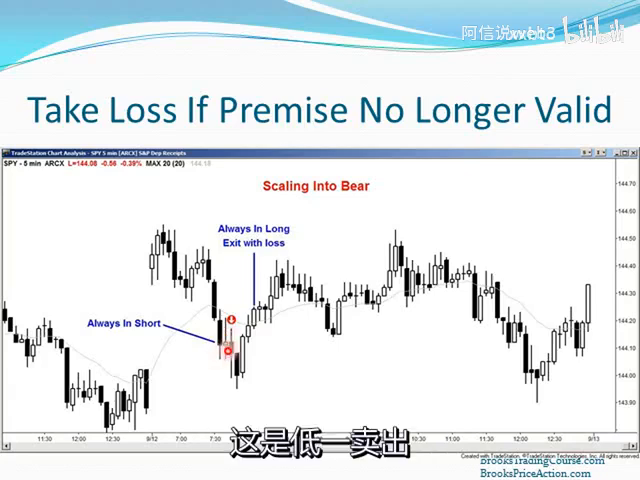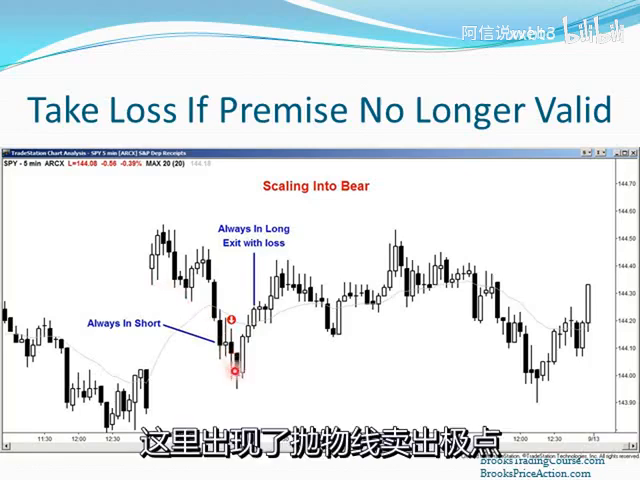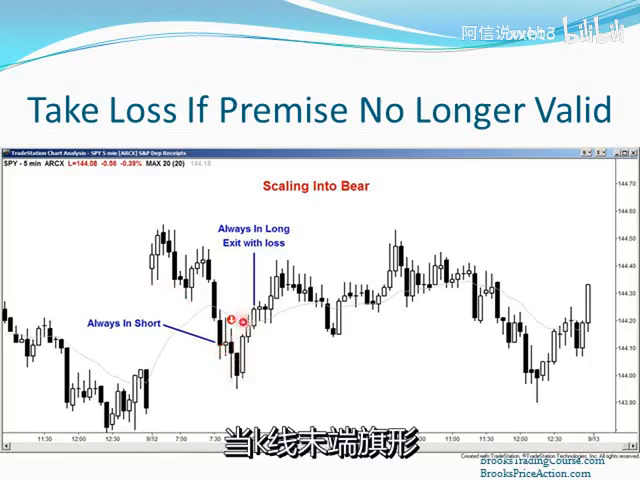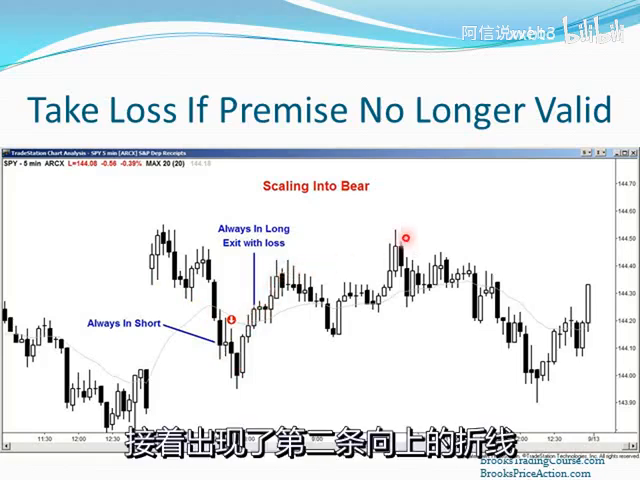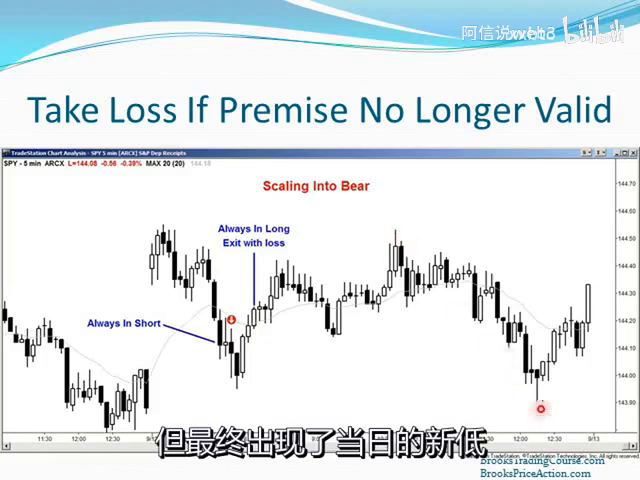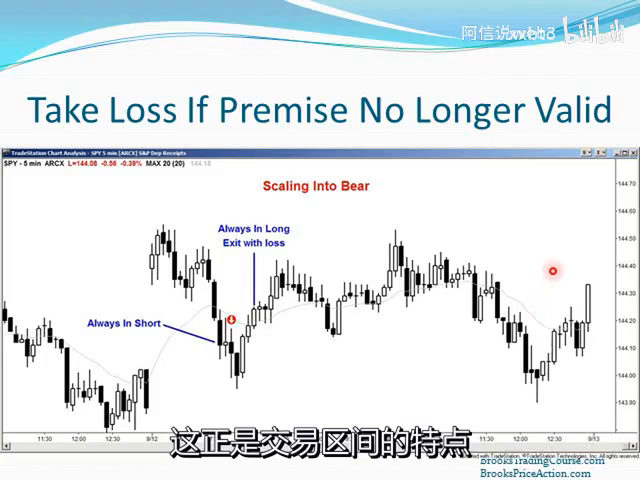This low one short became a 1-bar final flag. We had a parabolic sell climax, 1-bar final flag, and a reversal up, always in long. There was some follow-through buying, and there was even a second leg up. But ultimately, we went down to a new low in the day, and then reversed up again. That's what trading ranges do.